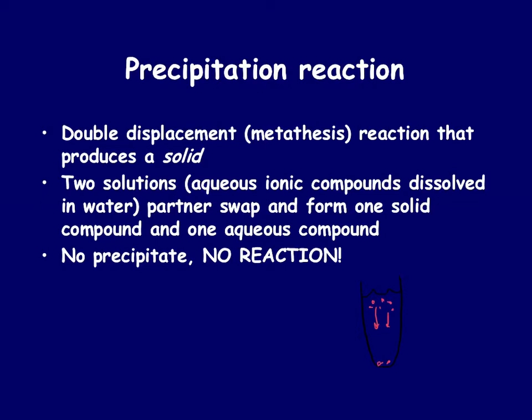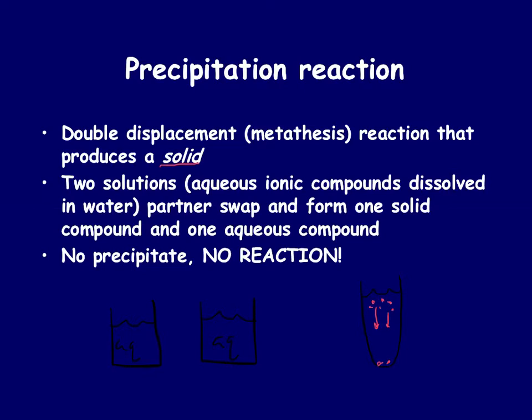And all precipitation reactions are metathesis reactions that produce a solid. So it has to be a solid produced. If there's no solid, it's not a precipitation reaction. When these take place, you have two solutions, which means two aqueous ionic compounds that are dissolved in water. And so you'll just have two completely separate solutions. And then both of them will be aqueous of some kind of ionic compound.